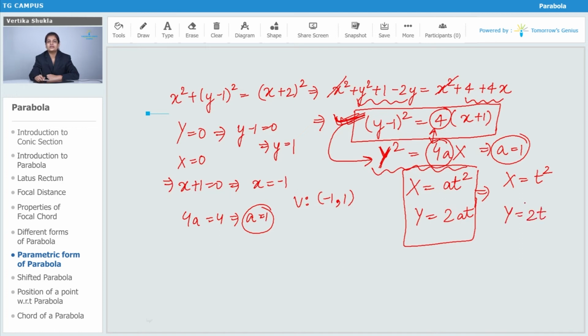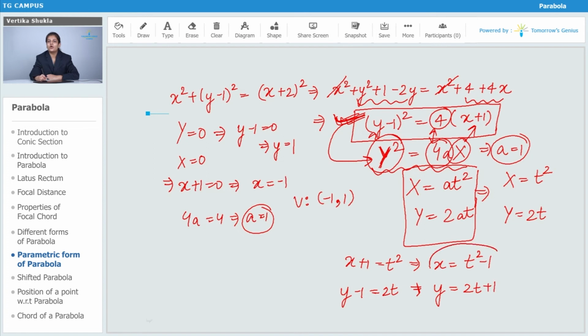Now let us see what is capital X and capital Y. Capital X is x plus 1, capital Y is y minus 1. So you will write x plus 1 is equal to t square, which will give you the value of x as t square minus 1, and capital Y, which is given by y minus 1, will be equal to 2t. So from here you will say that the value of y is 2t plus 1. So what are the parametric coordinates? X will be given by t square minus 1 and y will be given by 2t plus 1.